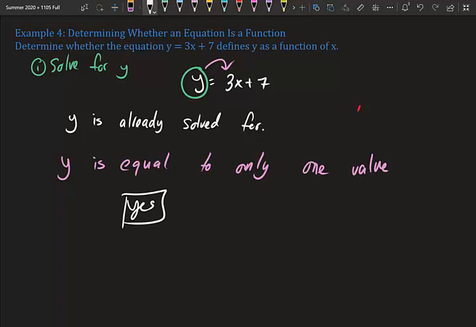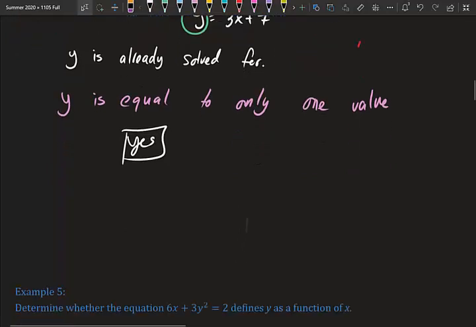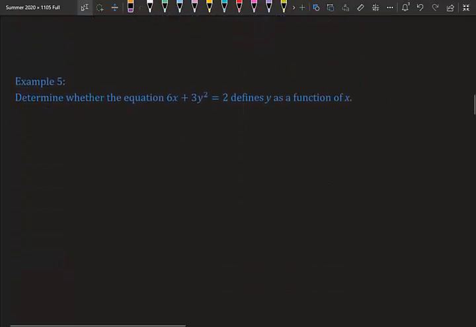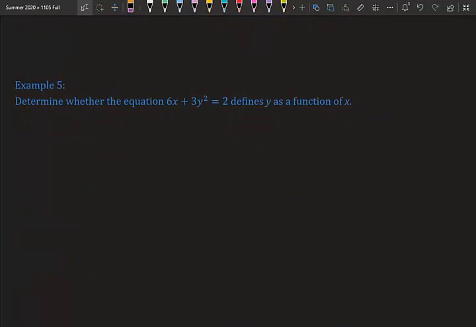Let's do example 5, and then you'll really start to see what that means. So example 5, let's determine whether this equation is a function. No matter what, we just want to solve for y.